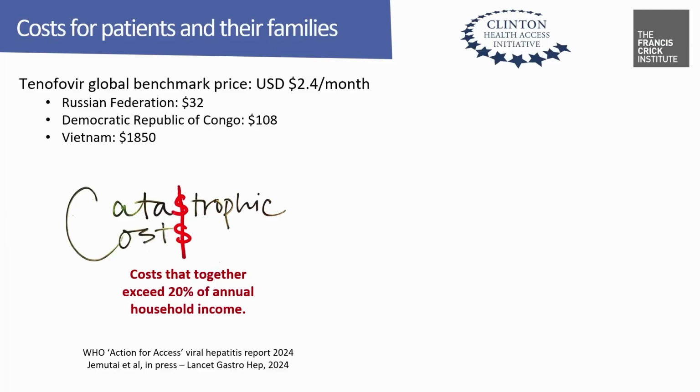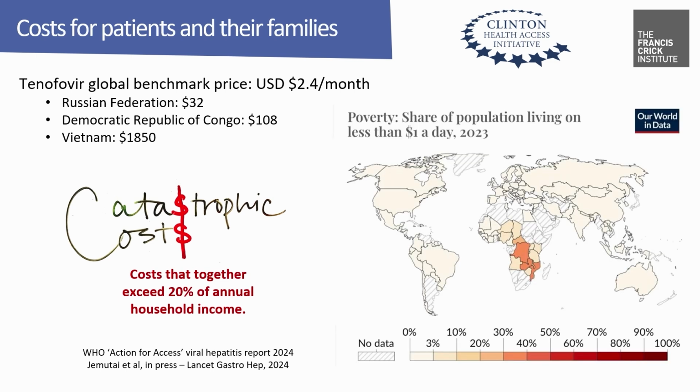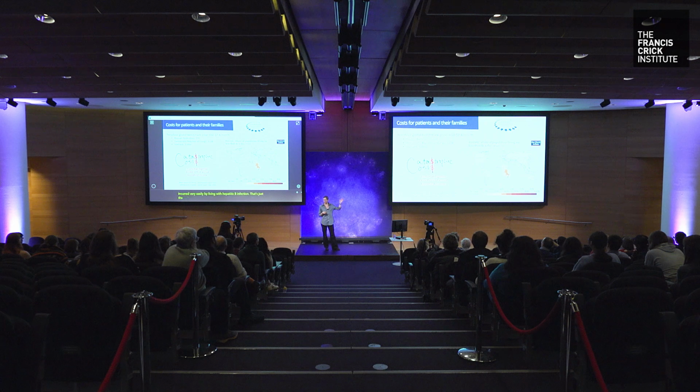There's an official definition of catastrophic costs, which is an economic cost exceeding 20% of annual household income. And when you look at people living on less than $1 a day, many of these are in Central Africa, then catastrophic costs are incurred very easily by living with hepatitis B infection. That's just the cost of the drug. It's not factoring in all the other costs which you might be paying for blood tests, hospital visits, time missed from work, etc.